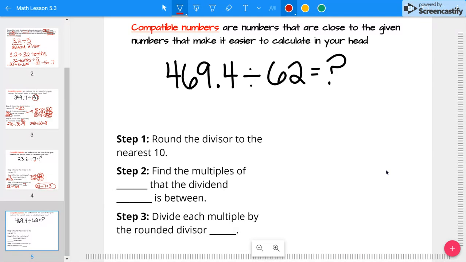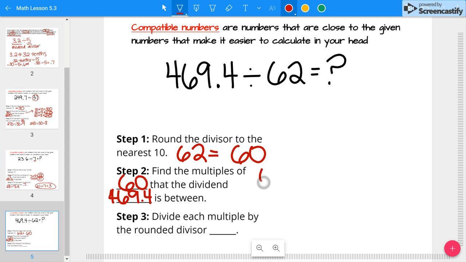469 and 4/10 divided by 62. So step 1 was round the divisor to the nearest 10. Well, my divisor is 62. When I round that to the nearest 10, I want the number in the ones place to be a 0. So I'm going to round it to 60. Step 2, find the multiples of 60 that the dividend 469 and 4/10 is between.